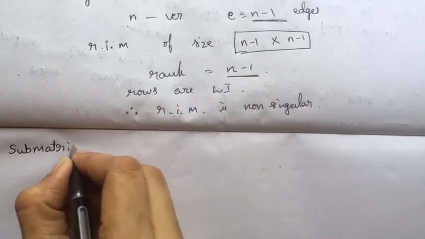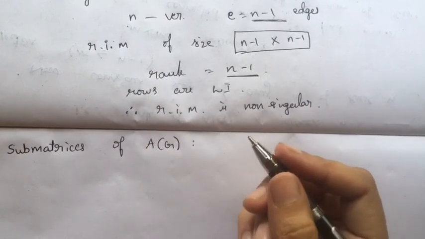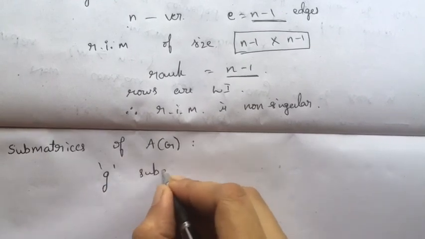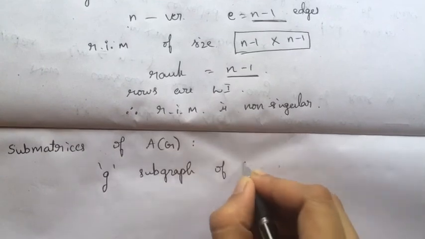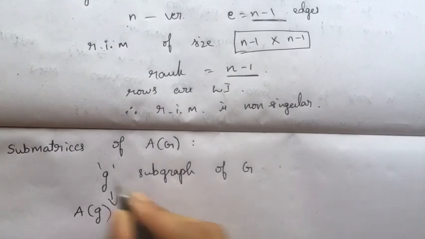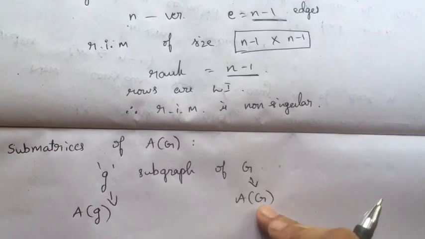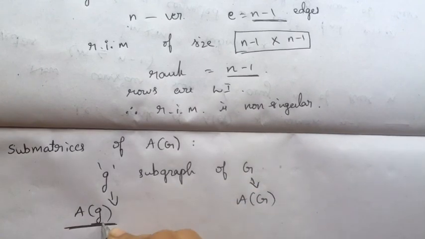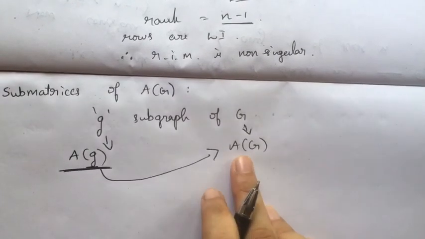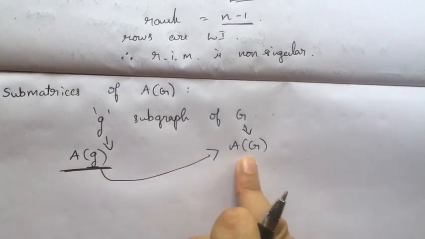Next thing is submatrices of the incidence matrix A of G. If I take g as a subgraph of G, where A of G is the incidence matrix of graph G and A of g is the incidence matrix of the subgraph g, then A of g is called a submatrix of A of G. This is the main graph and this is the subgraph. Then A of g is the submatrix of A of G.